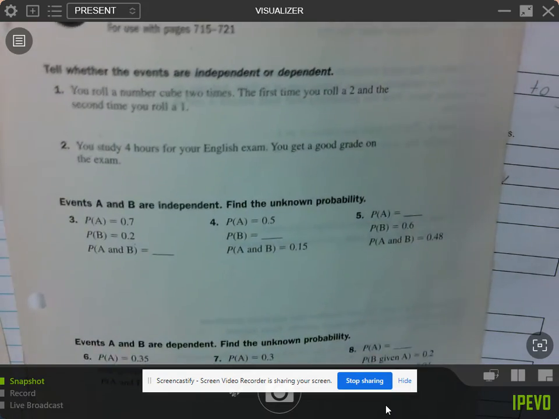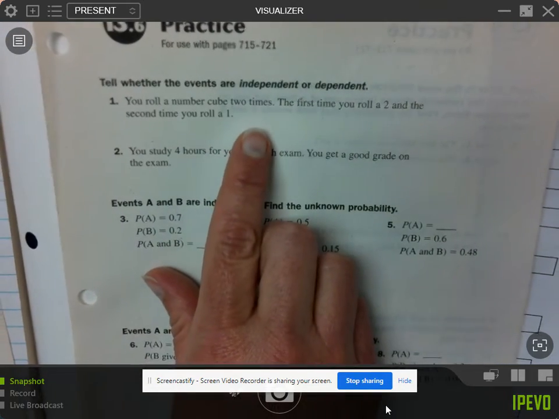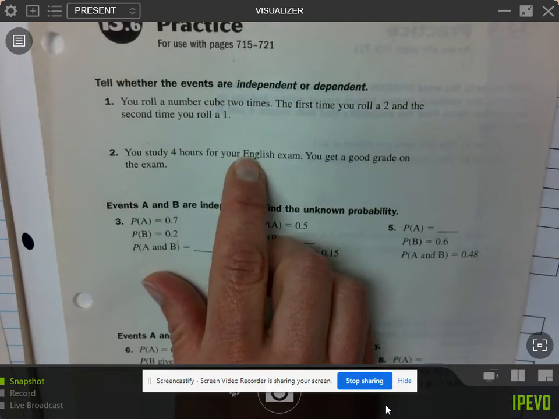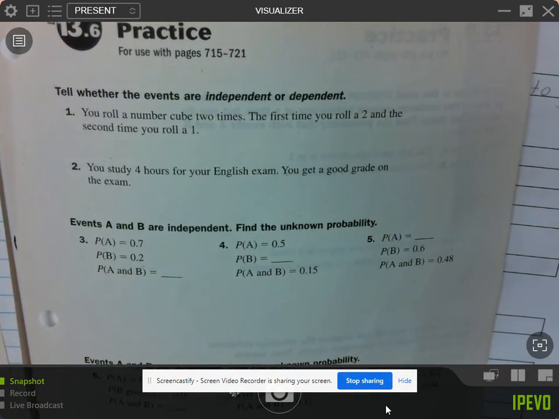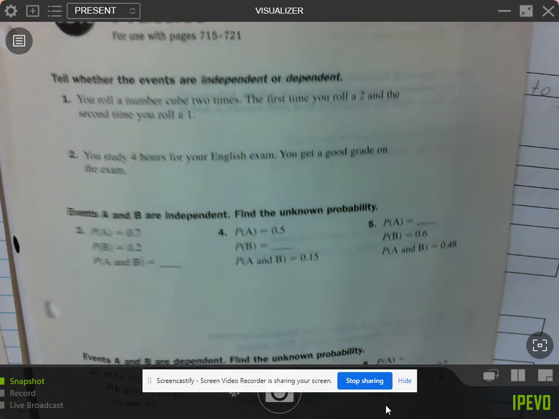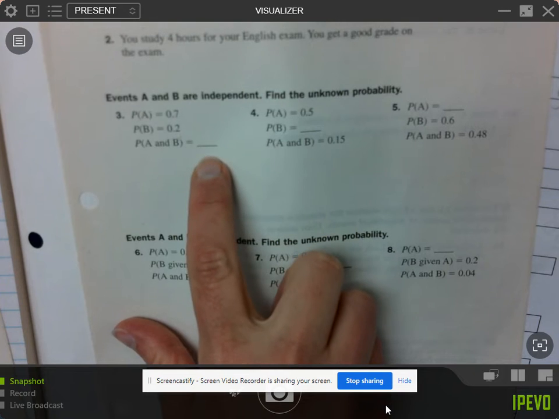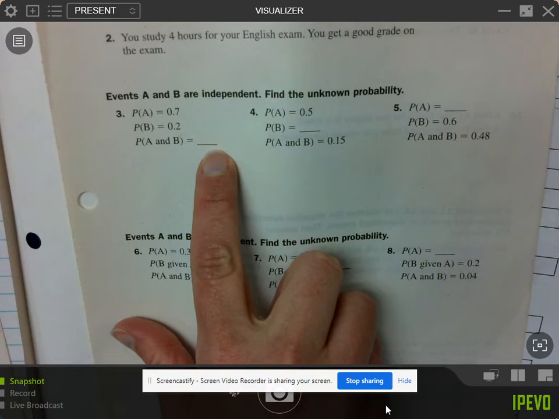So let's look at our assignment for today. We just have to tell for 1 and 2, are they independent or dependent? Does our second event, is it affected by that first, or are they two separate things? Then for 3, 4, and 5, you need to figure out what the unknown probability is.